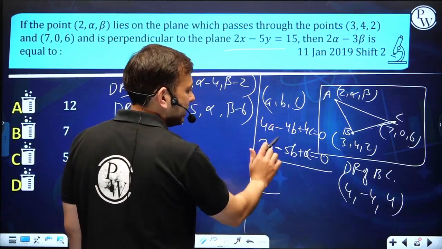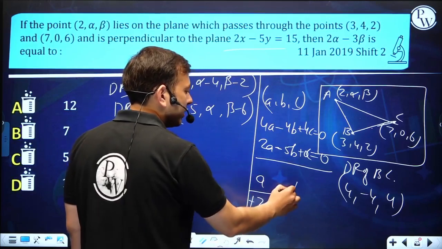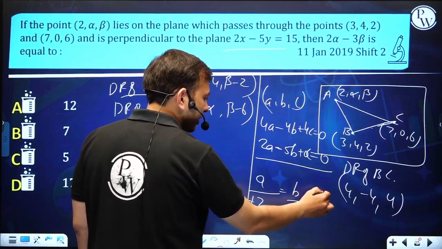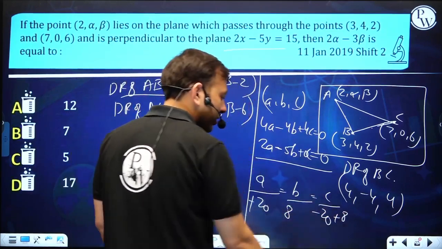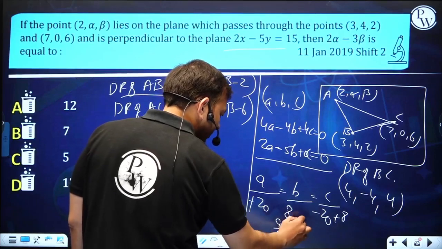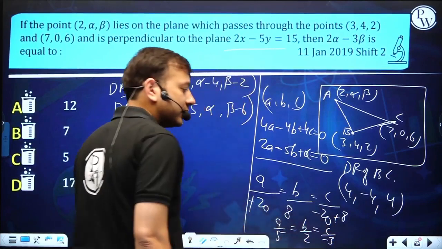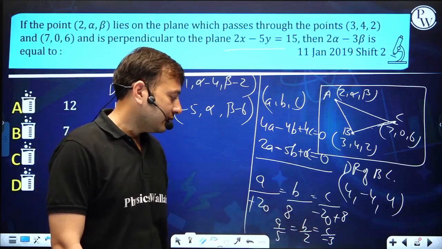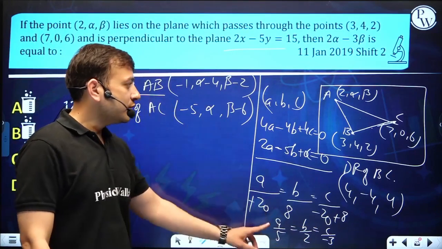So A, sir, hide this: minus 4, 0, minus 20 will come, minus minus plus 20. Then B, hide this: 4 twos are 8 and then this will be 0. Then C: 4 into minus 5 is minus 20 and minus minus plus 8, so it will be 12. Divide by 4: A by 5, B by 2 and C by minus 3. So 5, 2 and 3.